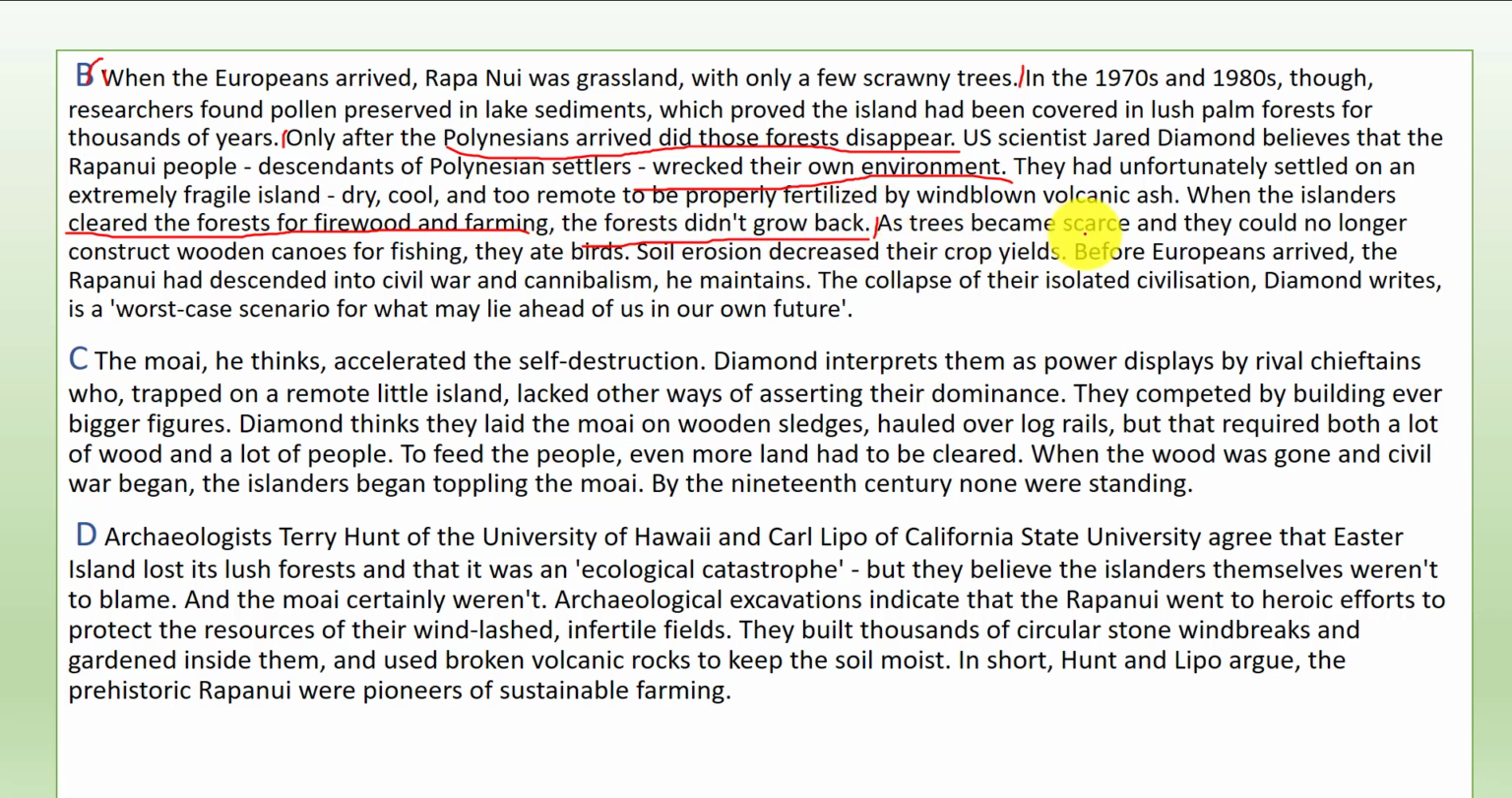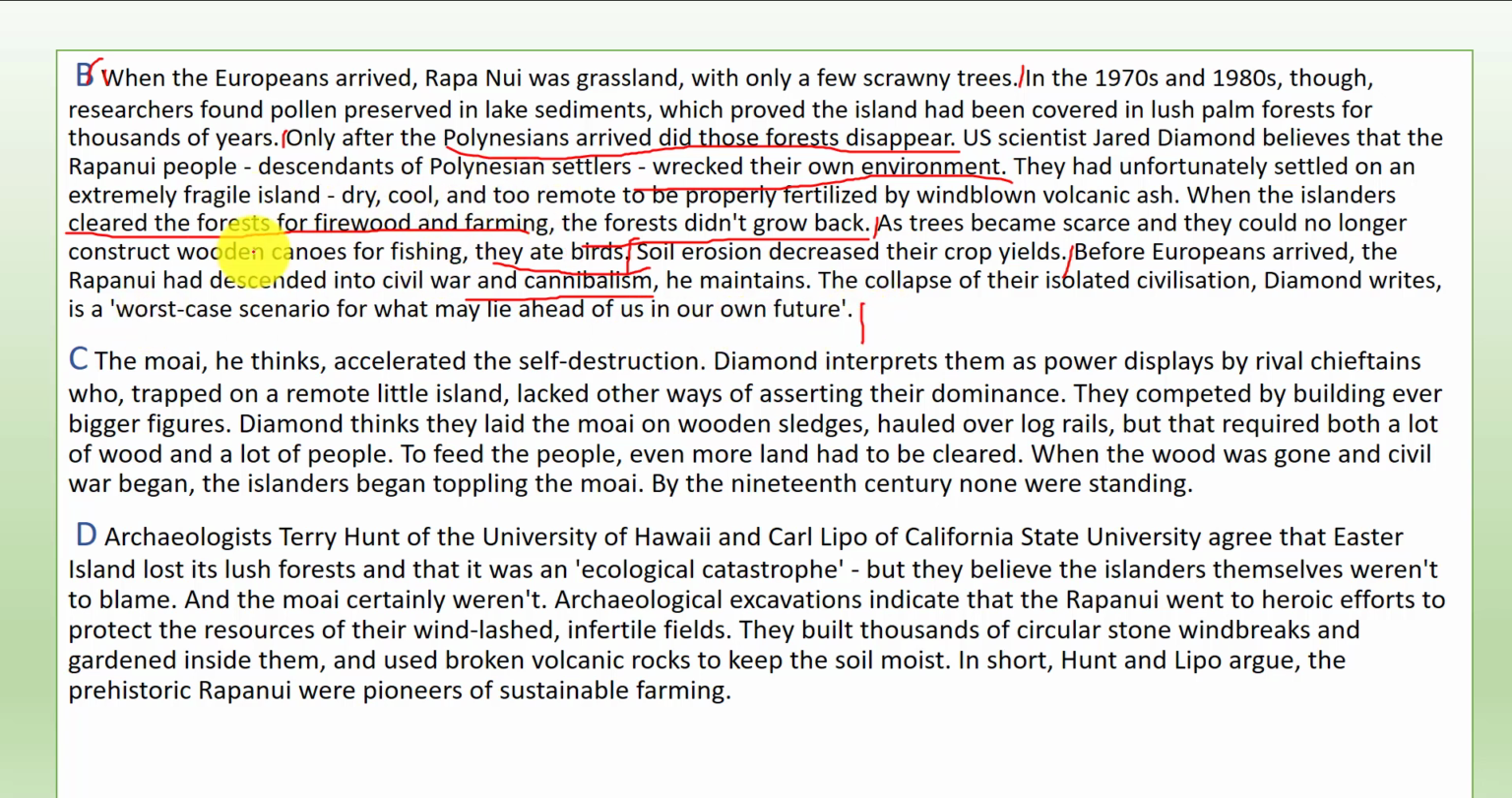As trees became scarce and they could no longer construct wooden canoes for fishing, they ate birds. Soil erosion decreased their crop yields. Okay, before Europeans arrived, the Rapa Nui had descended into civil war and cannibalism. He maintains the collapse of their isolated civilization, Diamond writes, is a worst-case scenario for what may lie ahead of us in our own future.